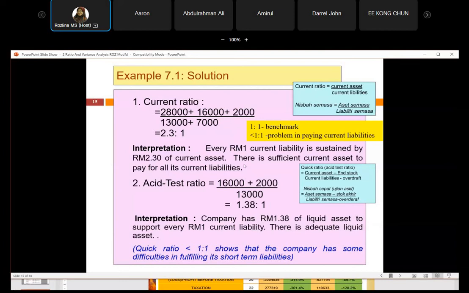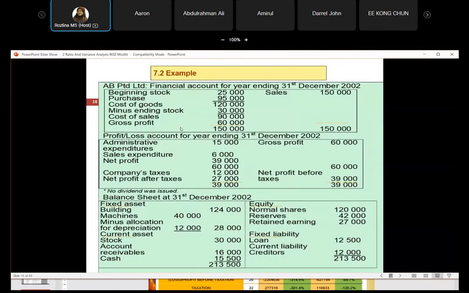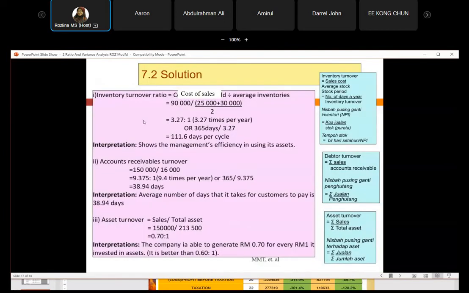Okay, so the interpretation: every 1 ringgit of current liability is sustained by 2 ringgit 30 of current asset. The important one is this: there is sufficient current asset to pay for all its current liabilities. And for the asset test, the company has 1 ringgit 38 cent of liquid asset, so there is adequate liquid asset. So you just look at the sentence. For the example, it takes the 7.2 one.